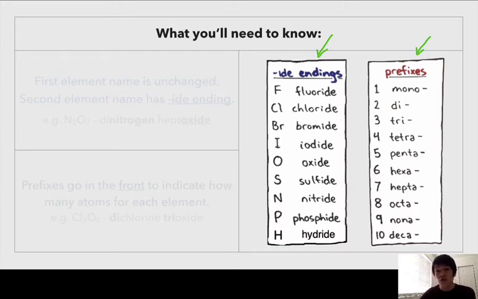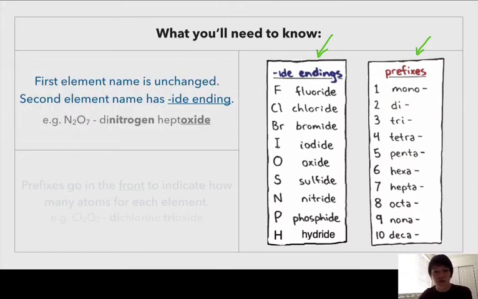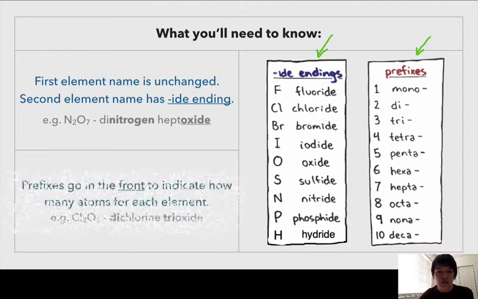If you want to, just pause the video and try to rote memorize all of these IDE endings and prefixes, because it will definitely help you out. The first rule is that the first element's name is unchanged, and the second element's name has an IDE ending. And the second rule is that the prefixes go in front of each of these elements to tell you how many atoms of that element there are.